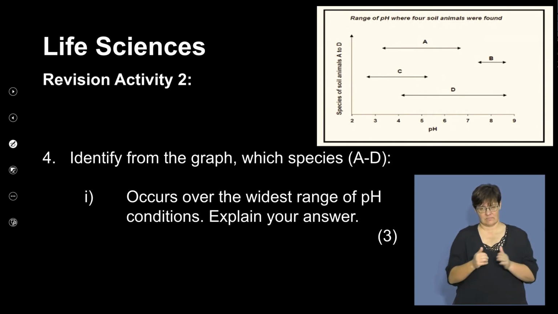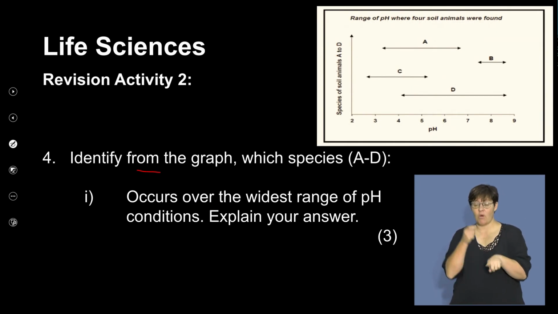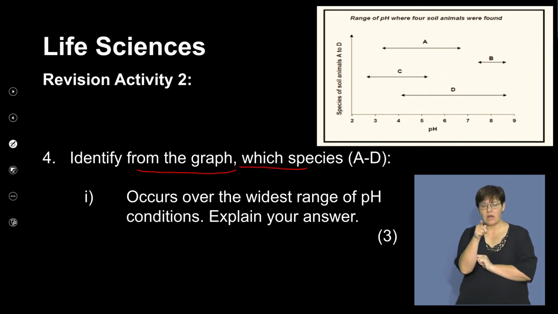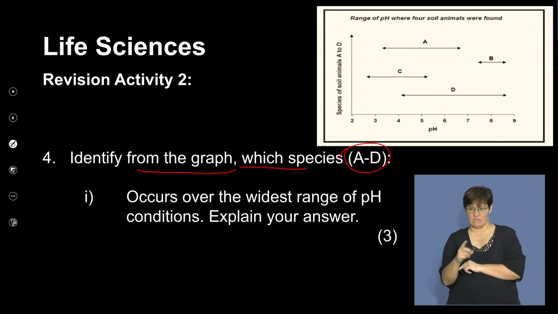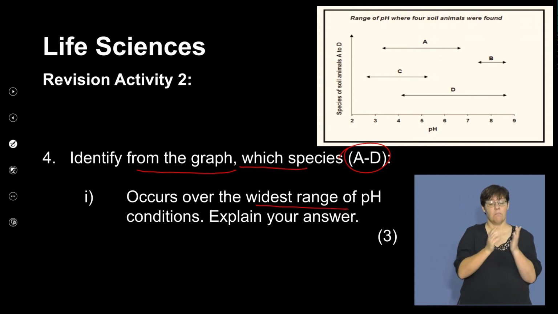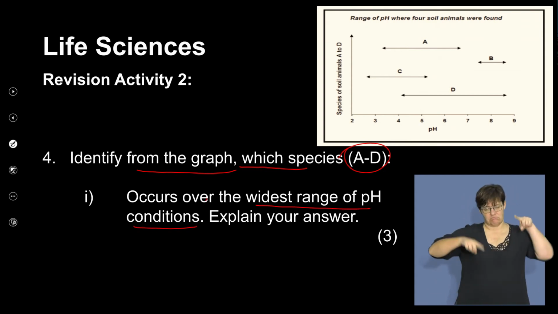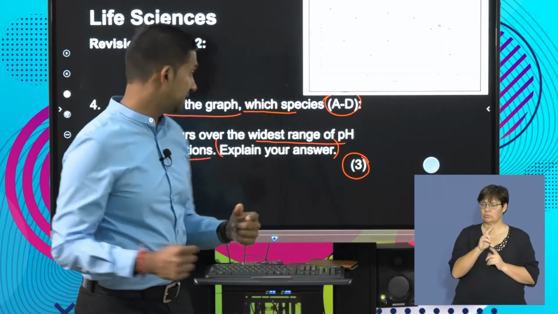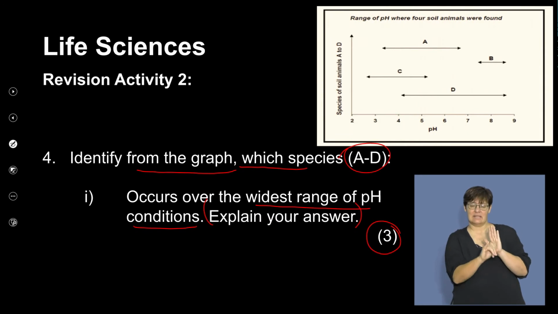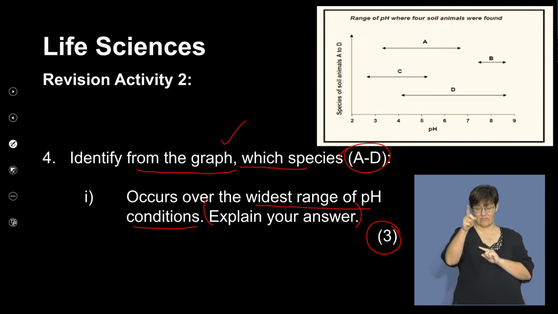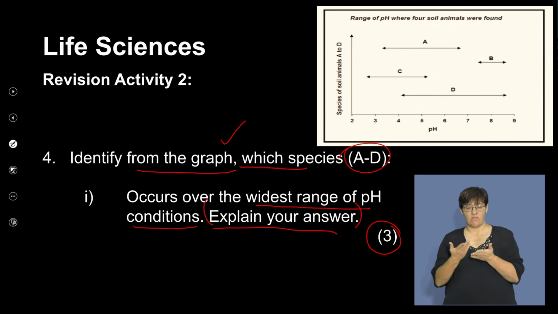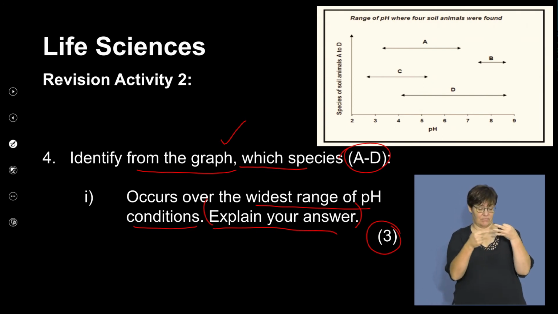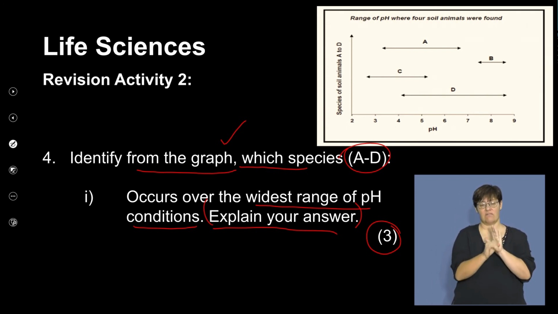Cool. The next question, identify from the graph which species, A to D, occurs over the widest range of pH conditions. Explain your answer, 3 marks. Guys, it's important that we read the mark allocation for a question. This question has 2 parts to it. The first part requires us to identify from the graph, and the second part requires us to provide an explanation.